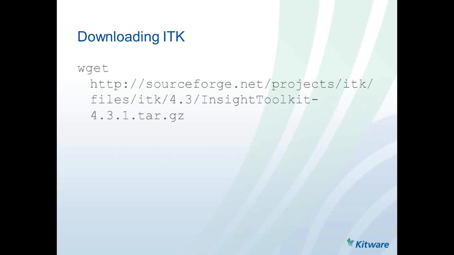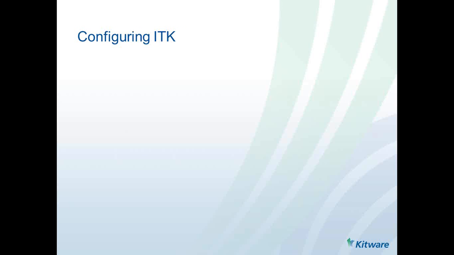So the process we did was very similar to what we did for CMake. We just go directly from the Raspberry Pi. We type the wget command and type the path up to the most recent release of ITK. This is ITK 4.3.1. We expand the source code, and then we do the configuration with CMake.